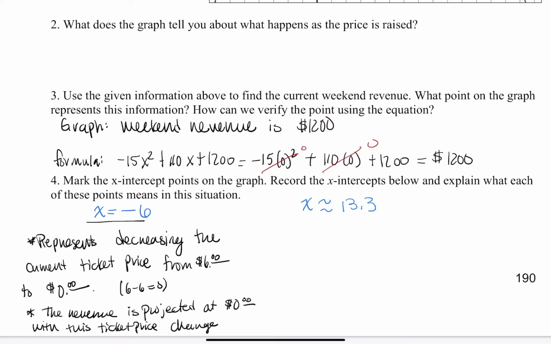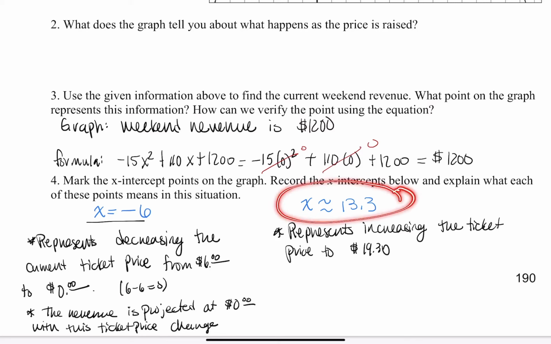Okay, let's look at 13.3. So this represents increasing the current ticket price an additional $13.30 to about $19.30. Now, again, if this person that manages the weekend admission costs at this park increases the ticket price by $13.30 a ticket for a total ticket price of $19.30, this model projects that there will be 0 revenue.